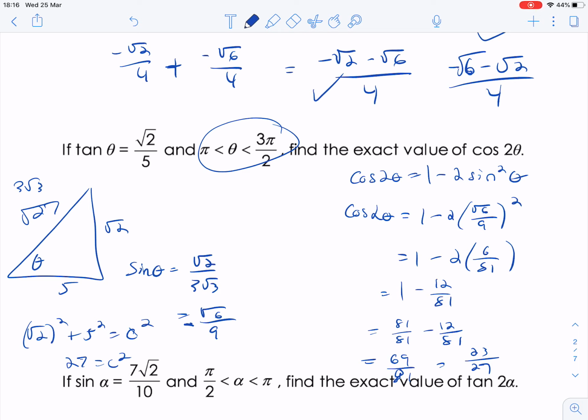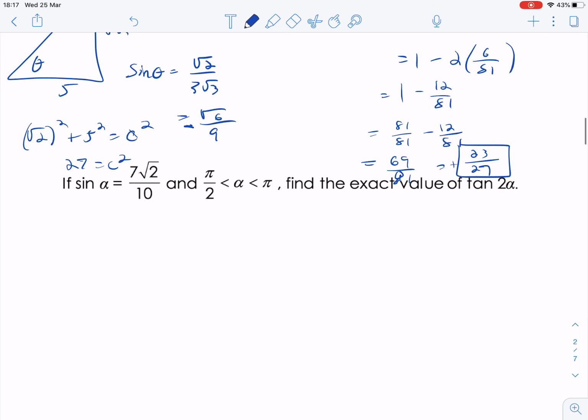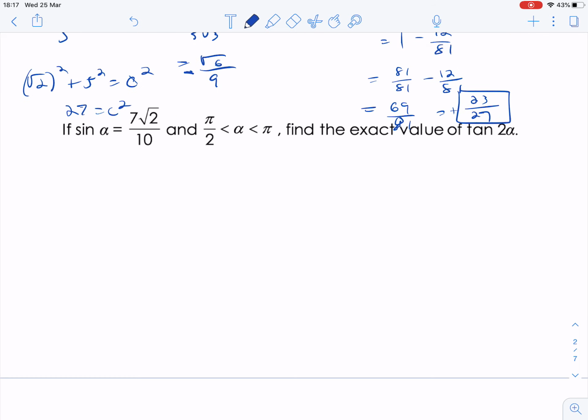And there we go. Positive, yep, because we plugged in. Doesn't matter. We don't need to do this because it takes care of itself. So we are done. Okay, this one. All right.